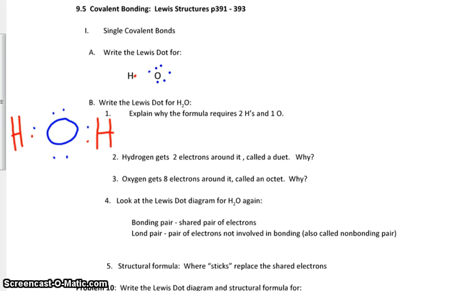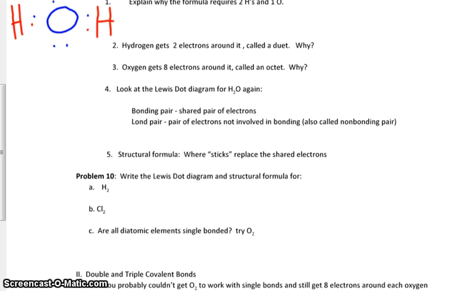Oxygen gets an 8th electron around it, called an octet. And why is that? Because it will now have a filled second shell. So the s and the p added together will give it 8 electrons. If you look at its nearest noble gas neighbor, it's neon, and neon has 8 valence electrons. So it says, look at the Lewis dot diagram again for water. The bonding pair is the shared pair of electrons, showing here and here, and I believe your notes have that. And the lone pairs are the electrons on the top and on the bottom, in this case of oxygen, that are not involved in bonding.